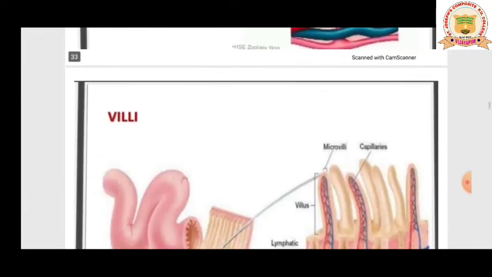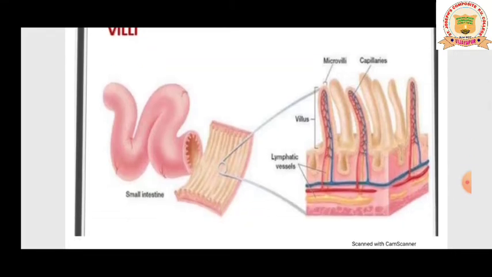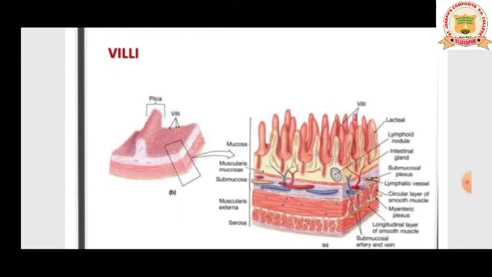So this is the anatomy of our gut. When you dissect a single villus, you are going to get a picture like this. You are going to see a lumen and lymphoid vessels. These are the small microvilli with the capillaries, and when you dissect the small intestine, they are present in the small intestine. This is a clearer picture of your villi.